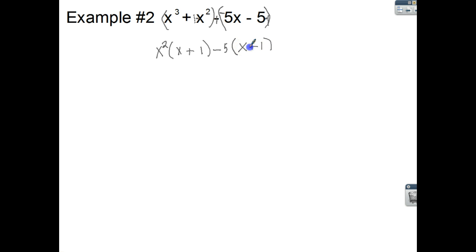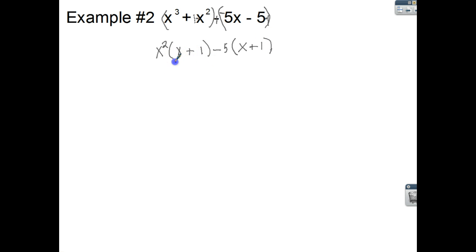Now here's what you can always do. If you're not sure you did that sign correctly, just distribute that back and see if you get what you started with. What's negative 5 times x? Negative 5x. What's negative 5 times positive 1? Negative 5. So working backwards, it appears that we did this correctly.